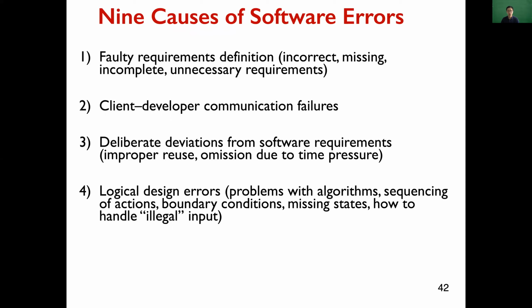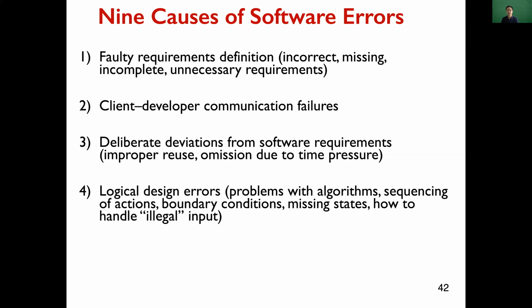For example, the project manager may decide to reuse a software library, but this library may not be exactly the same as the requirement. But in order to save time, the project manager may decide to use the library, even though there's a deviation from the requirement. Sometimes there's time pressure. Sometimes there may be budgetary pressure. The fourth category is logical design errors.